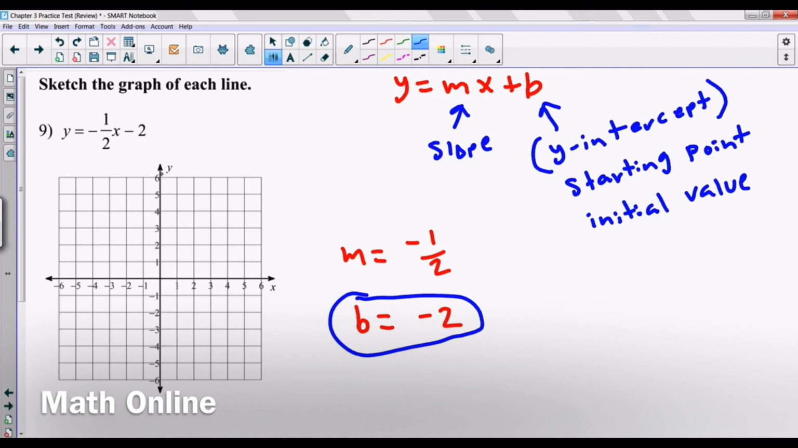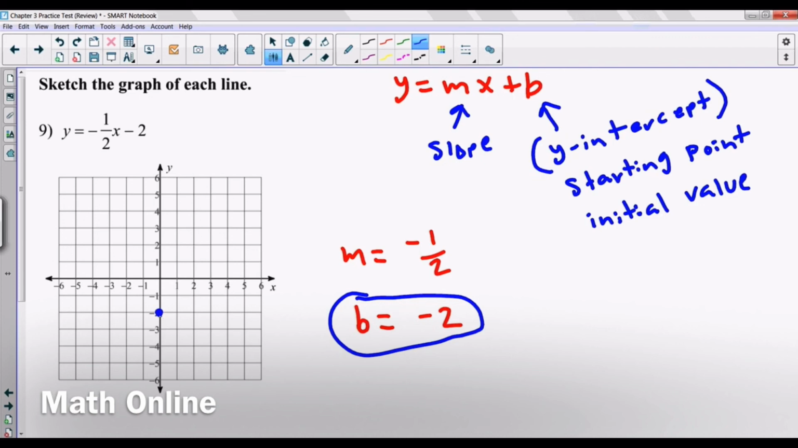So here we go. We need to identify the negative 2. As you can see, the negative 2 is not on the top portion of the y-axis. It's actually on the bottom portion. So we're going to put a dot. There it is, right at the negative 2. Now the slope comes in handy.